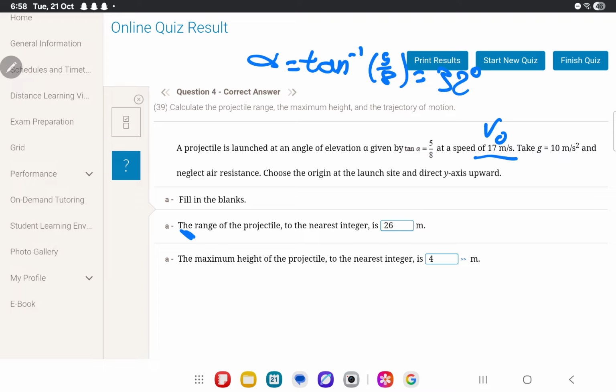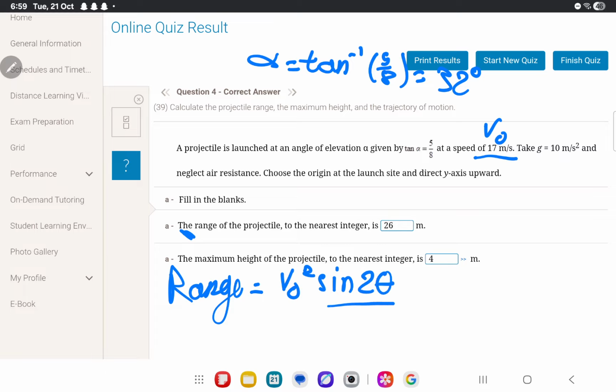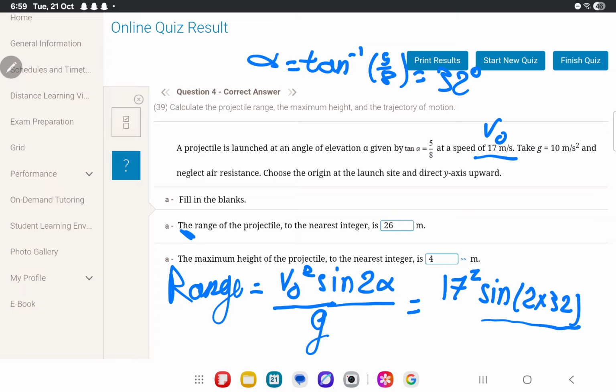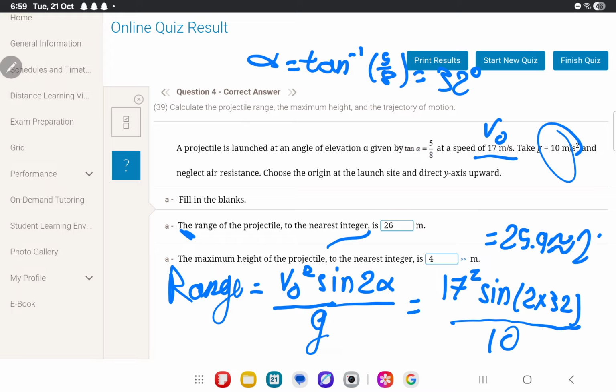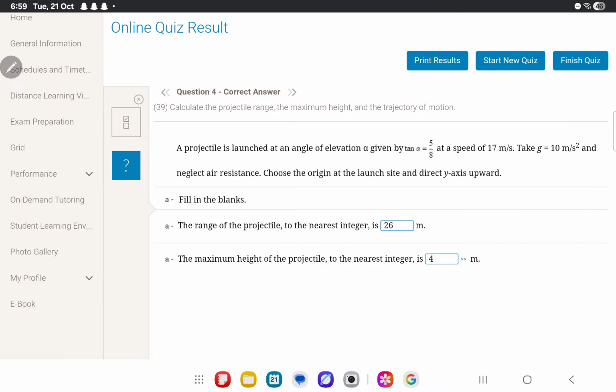All right, now the range, what was the formula? The range is equal to V0 squared sine 2 theta, or 2 alpha in our case because they named it alpha, over G. So just substitute in the values. 70 squared sine 2 times 32 over 10, because they told us to take G as 10. You do this, it will give you 25.9. So you round it to 26 because they wanted the nearest integer. Done.